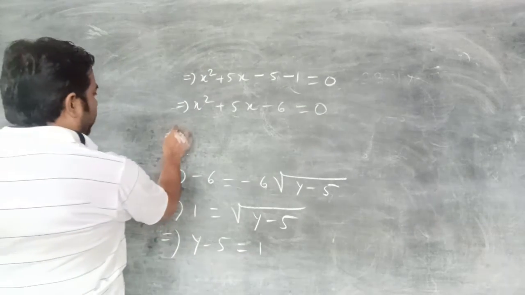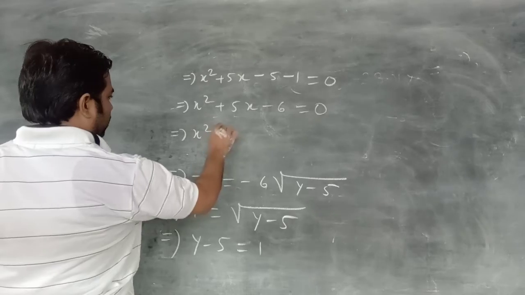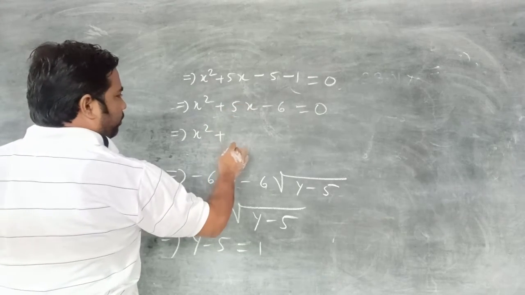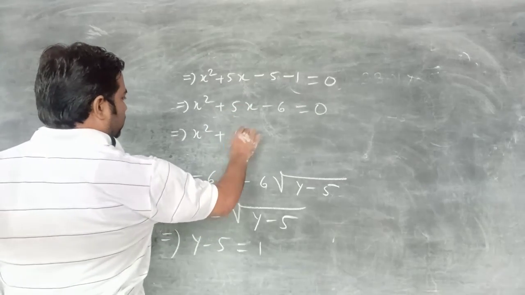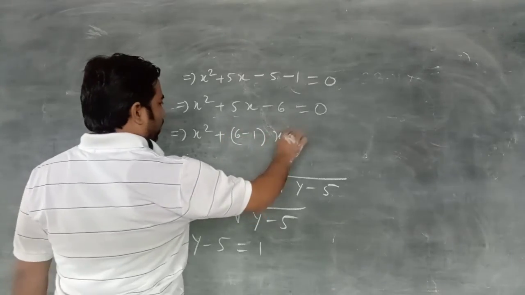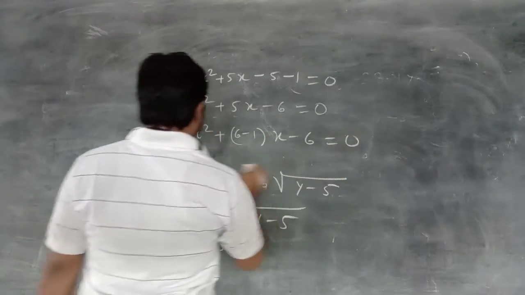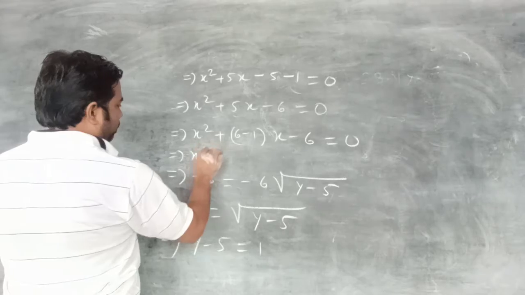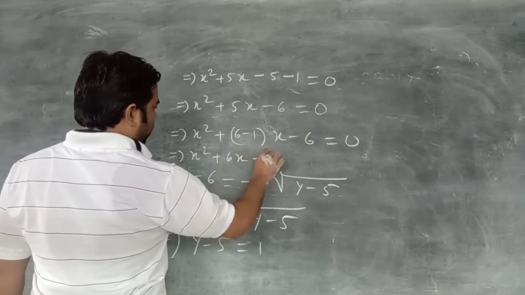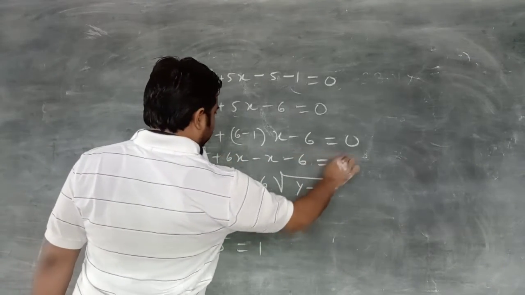Now if we apply the middle term factor, in place of 5x we can write 6x minus x. So this is x square plus 6x minus x minus 6 equal to 0.